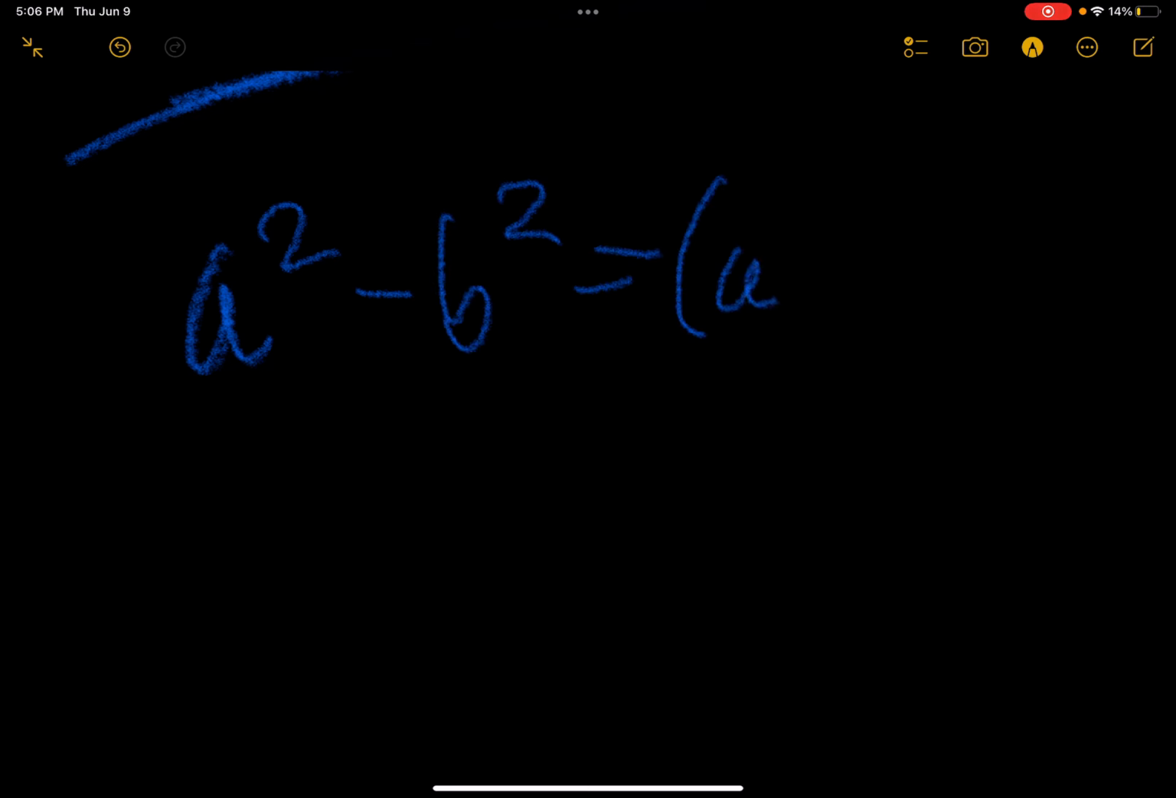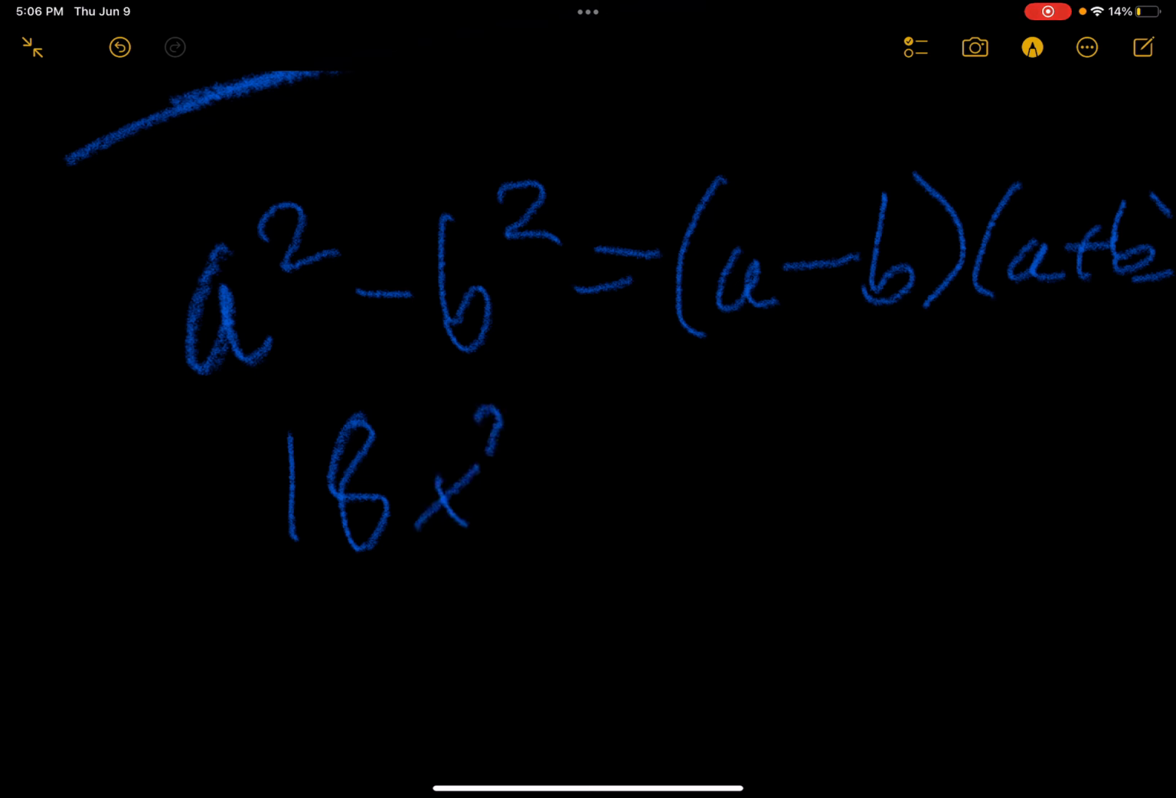Next, this is actually a much easier one. This should take 1 minute to explain. a squared minus b squared equals a minus b, a plus b. Right, so let's say we have, I don't know, a is 18x squared minus 5. Actually, sorry, that wouldn't actually make sense. Minus 25. You're going to put this into that form.